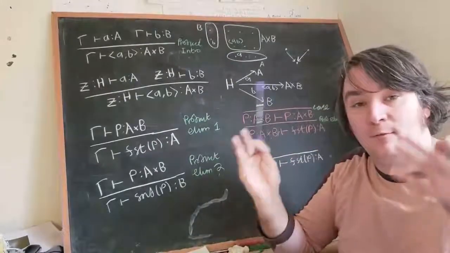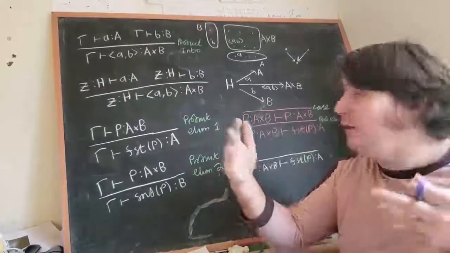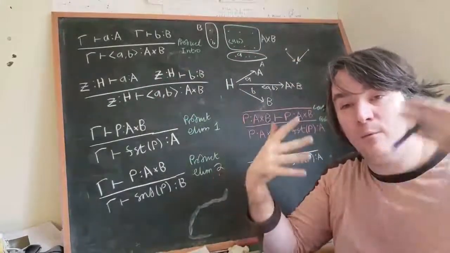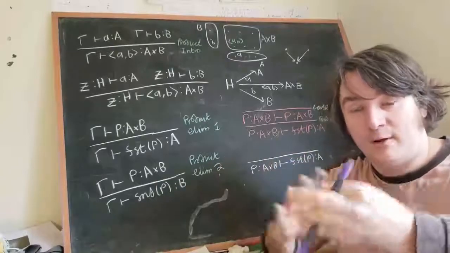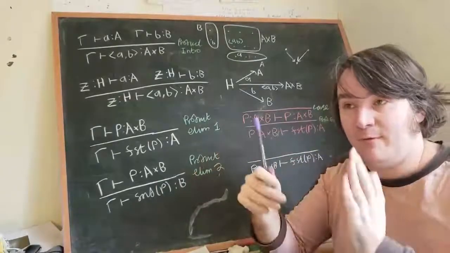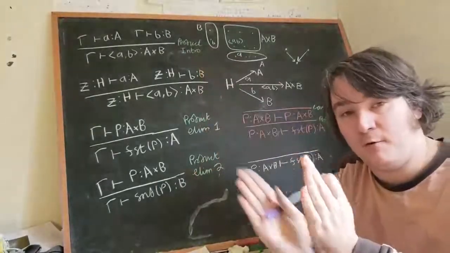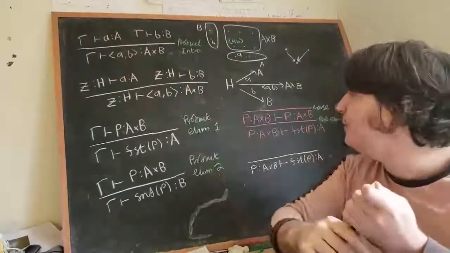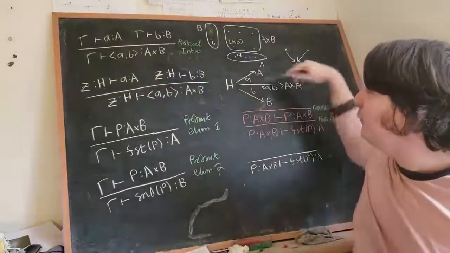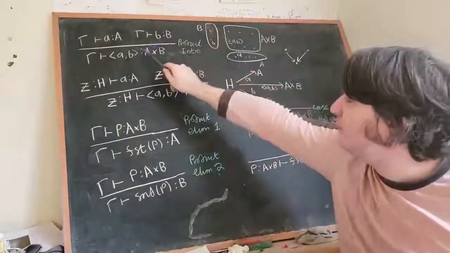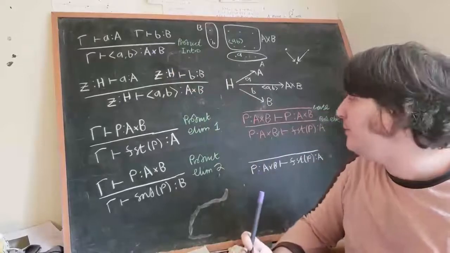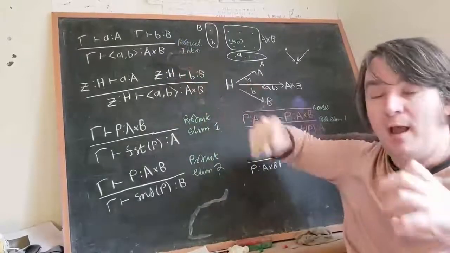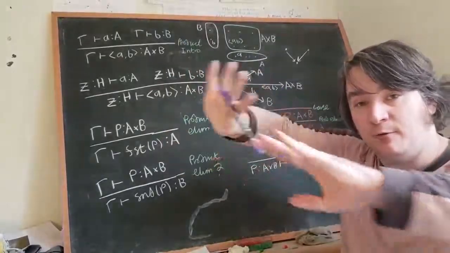This corresponds with the idea we have when we're forming products in category theory, that if we have an arrow from h to a and we have an arrow from h to b, we can form this pair arrow from h to a times b. And this is sort of how we introduce values of this product type. Okay, so that's how we can form values of this product type.